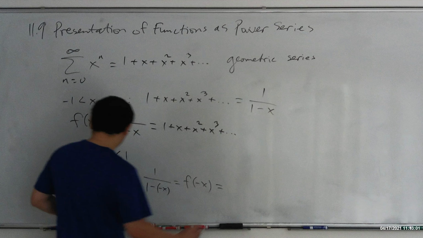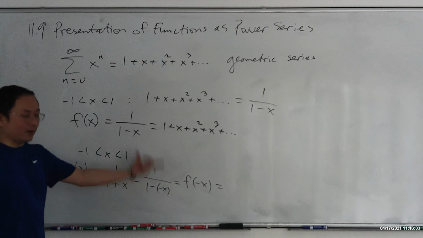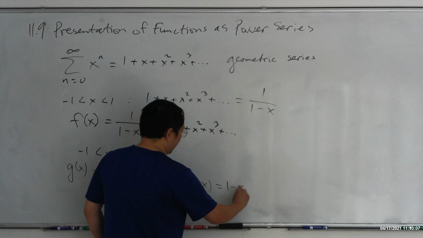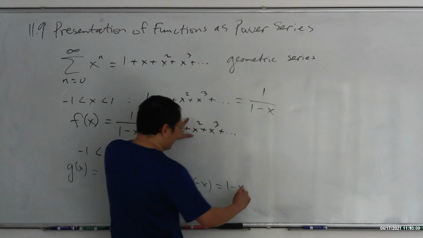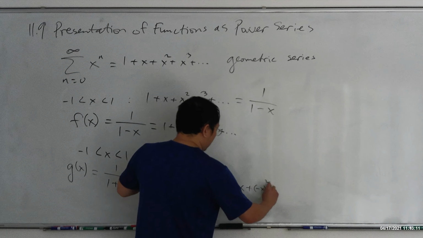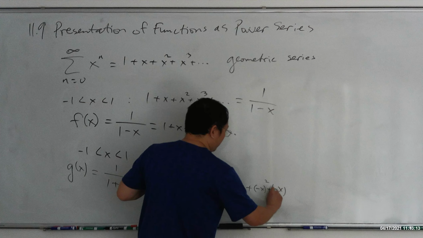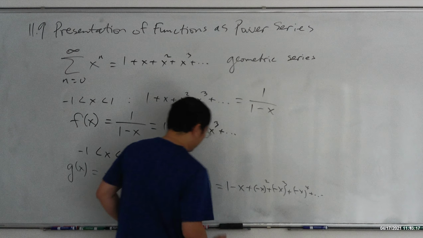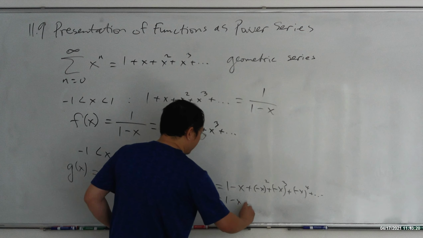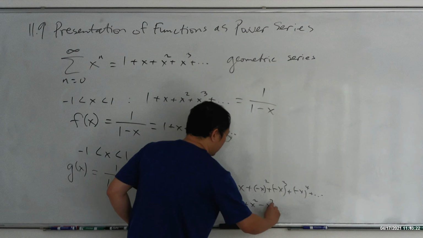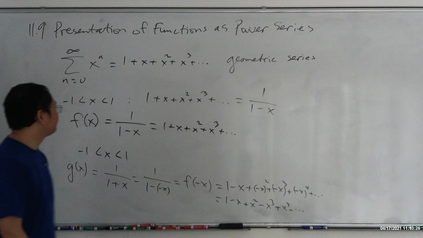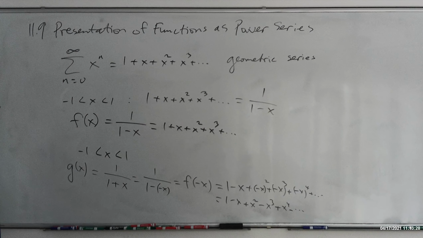And this function, 1 over 1 plus x, can also be represented as a power series. What? 1 minus x, right? Plus negative x squared plus negative x cubed plus negative x to the 4 plus... If you simplify, 1 minus x plus x squared minus x cubed plus x to the 4 minus... so it's alternating.